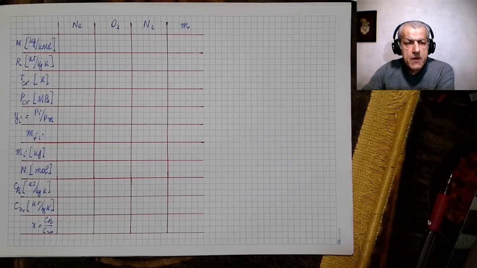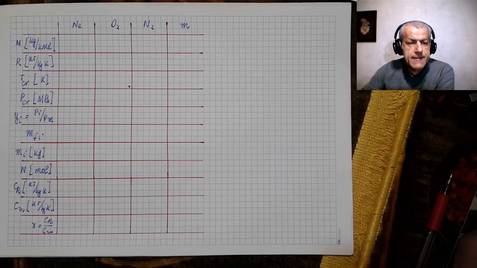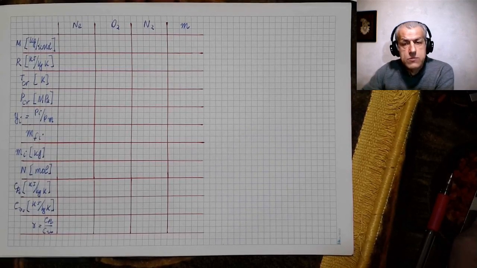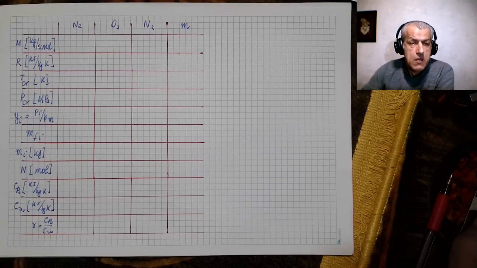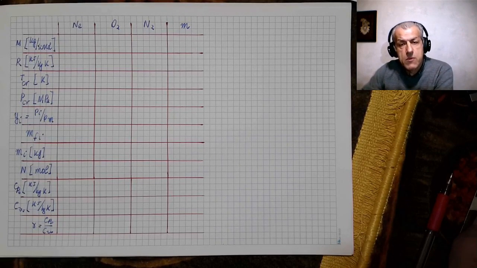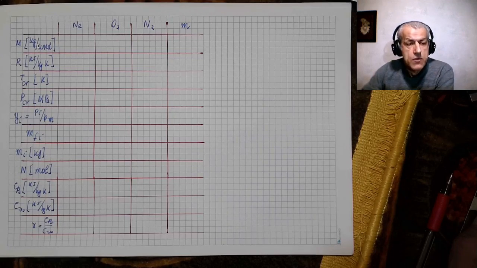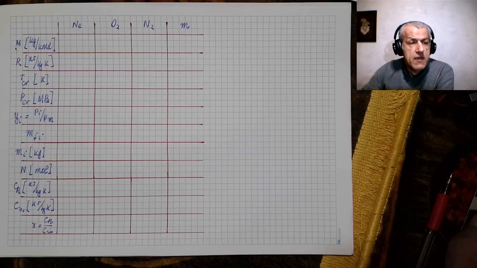Now, the next step for us is to draw a table just like this one and put different gases, neon, oxygen, and nitrogen on different columns, and different properties on different rows. And basically, this would be what we would need for every problem in which there is a mixture of perfect gas as the working fluid.